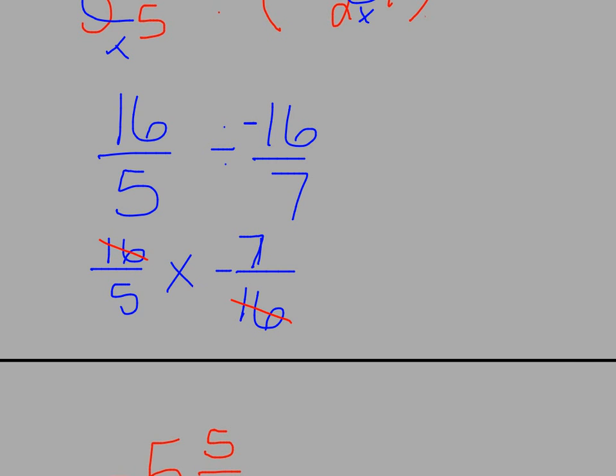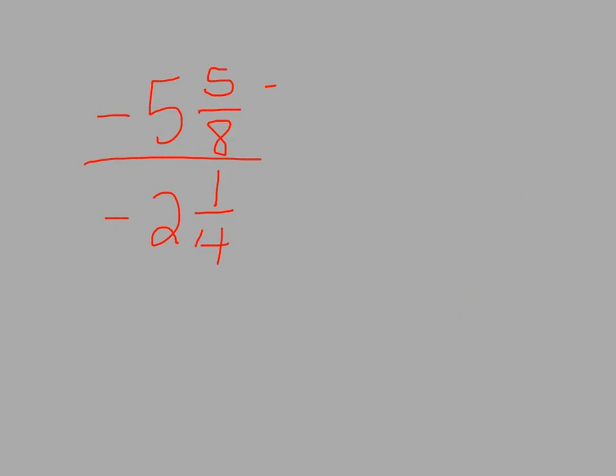So we're going to do those. 5 and 7 won't cancel, so we'll multiply across, and we have negative 7 over 5, and you can leave the answer like that. Here's another example.